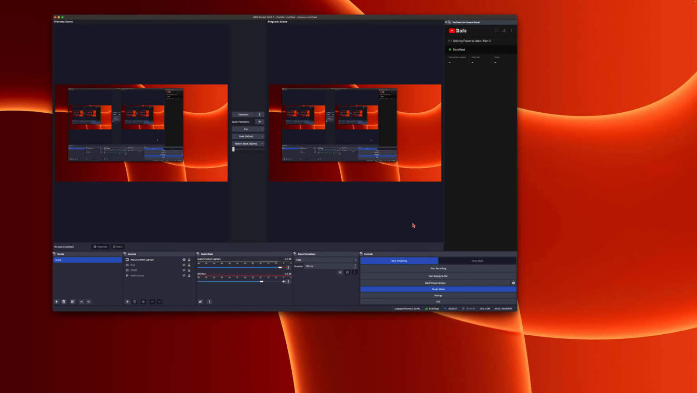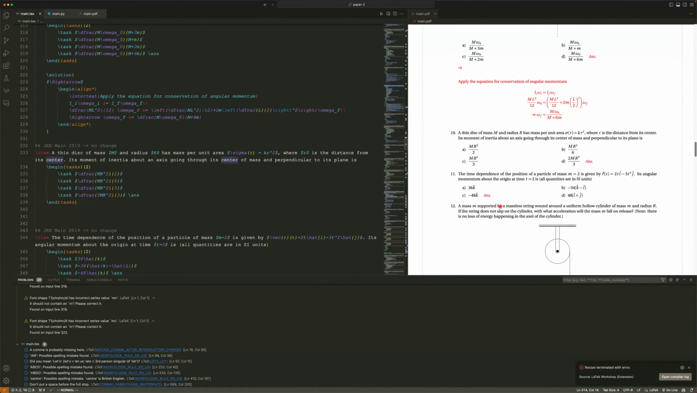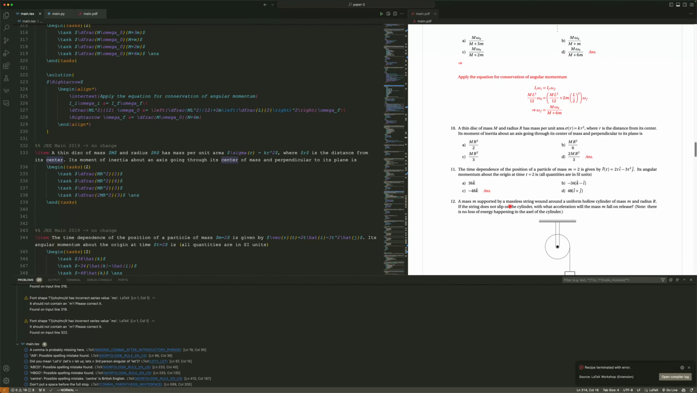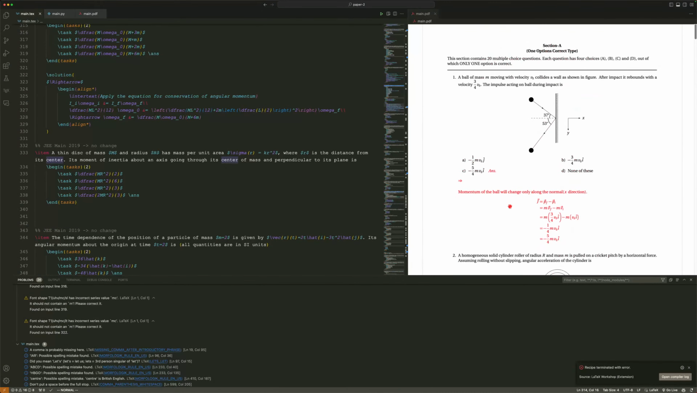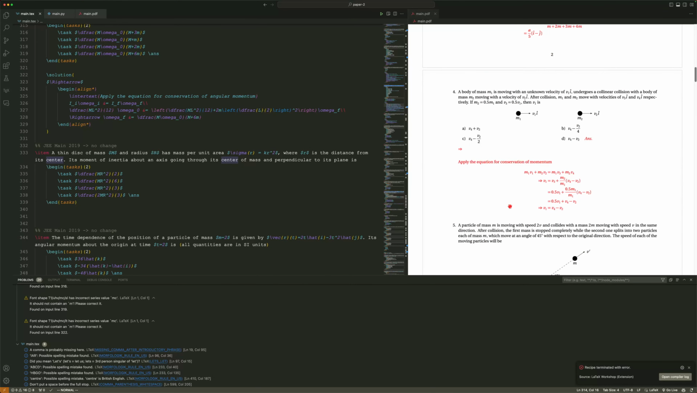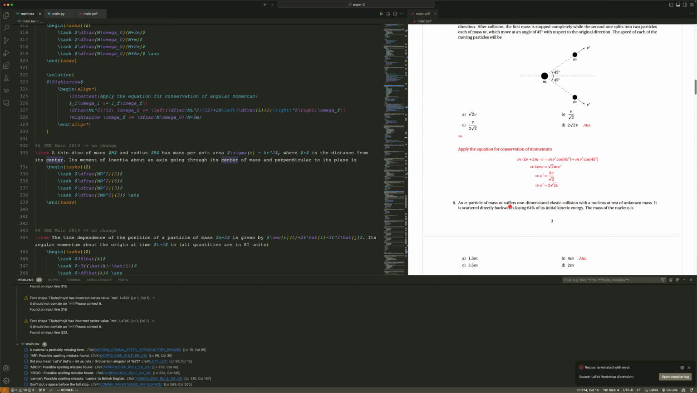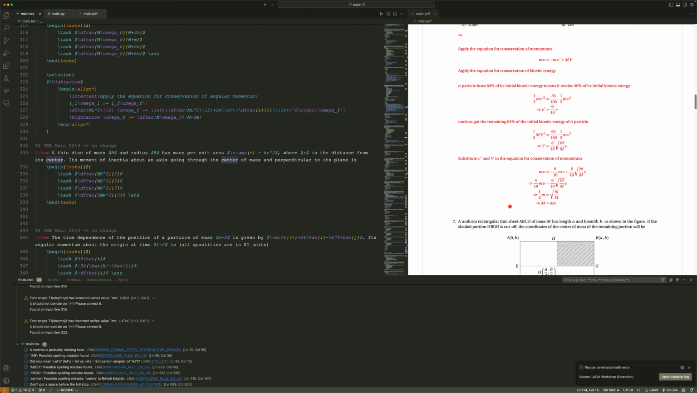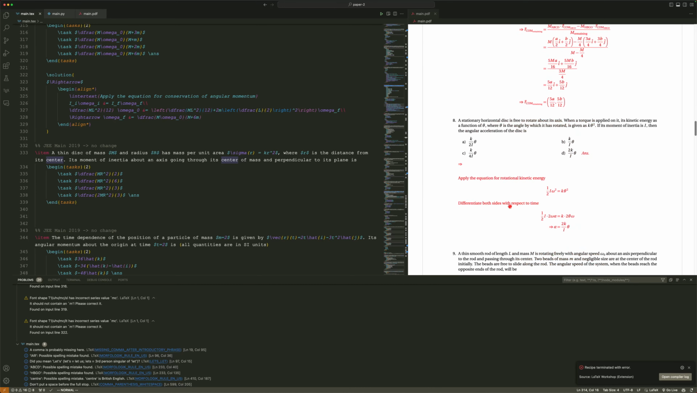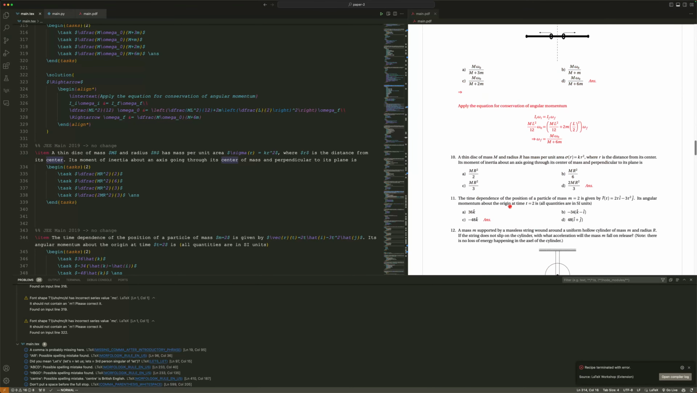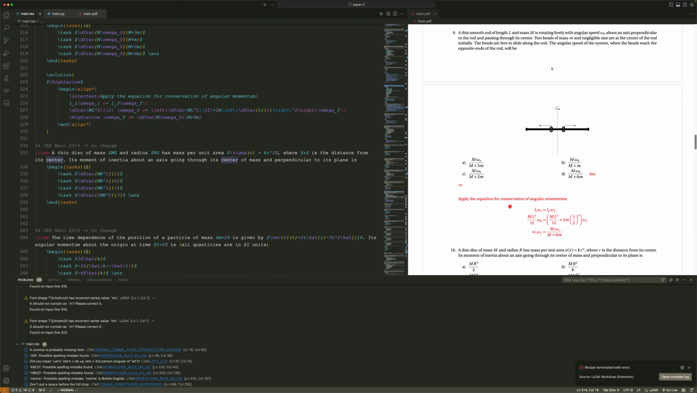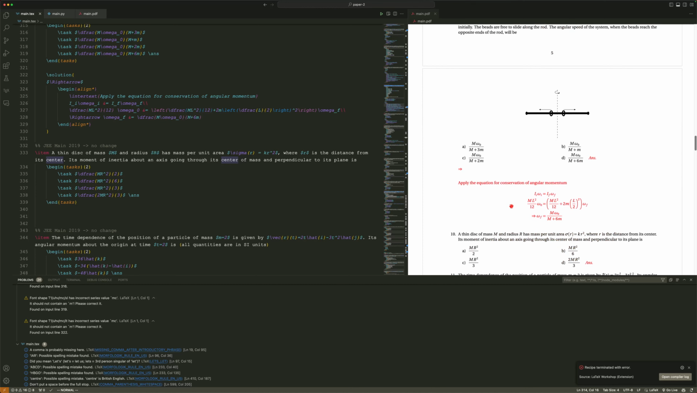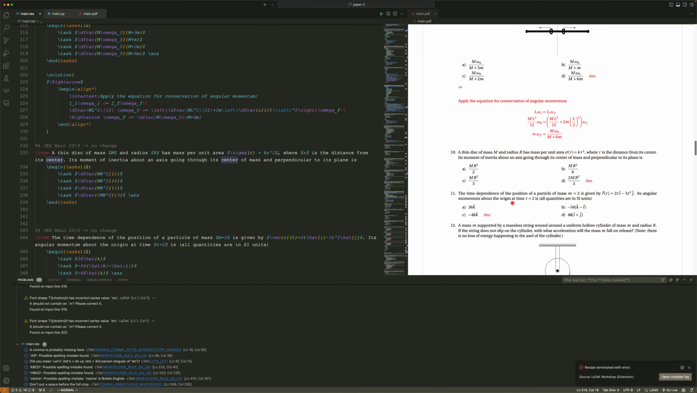Hello, hey guys, let's continue with paper 2. Actually, I don't know whether it's paper 1 or 2, but I was solving this paper, and I think we just stopped at question number 9. So, let's continue from 10.